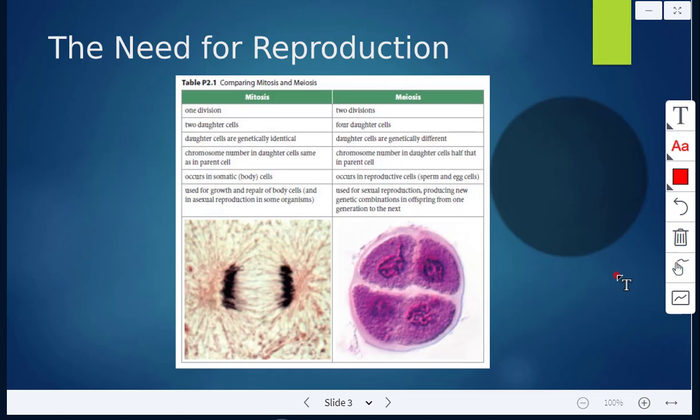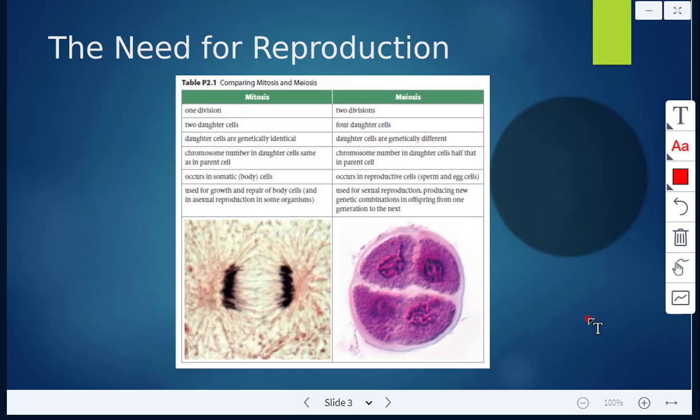In mitosis, the daughter cells are genetically identical to each other and to the parent cells, and then in meiosis, the daughter cells are genetically different from each other as well as from the parent cells. In mitosis, the chromosome number in daughter cells remains the same as in parent cells, and then in meiosis, it is cut in half. So, for example, in humans, it's 46 chromosomes, but in the gametes, then it'll be in half, so it'll be 23. And mitosis occurs only in somatic cells, which are the body cells. And then meiosis occurs only in the reproductive cells, which is the sperm and egg cells, which are also called gametes.